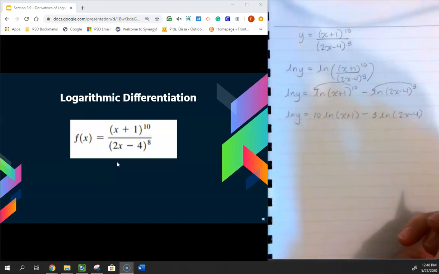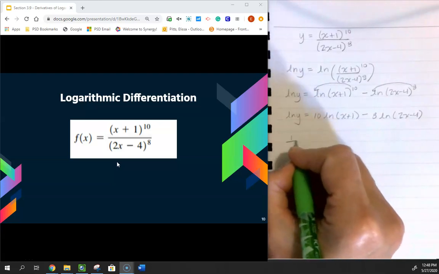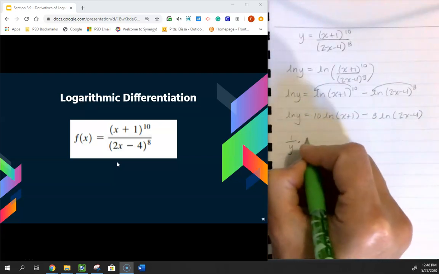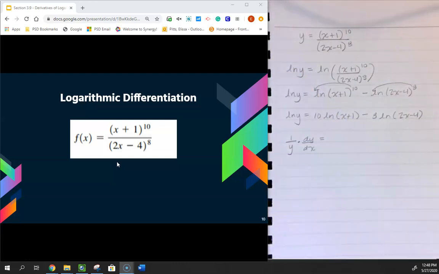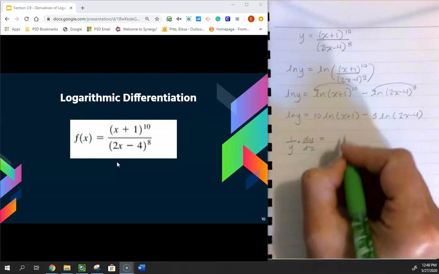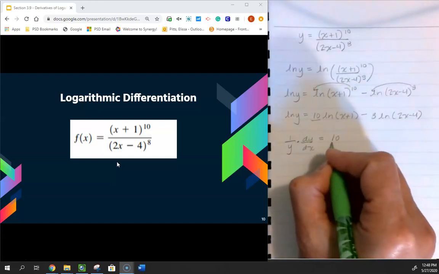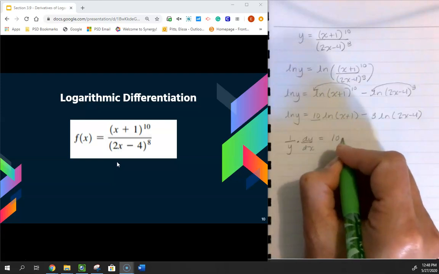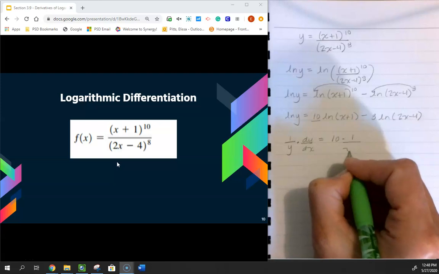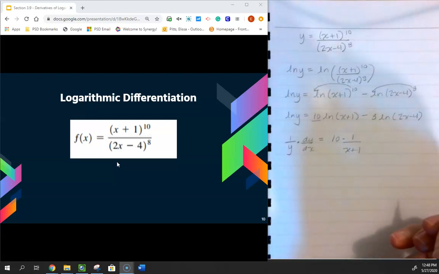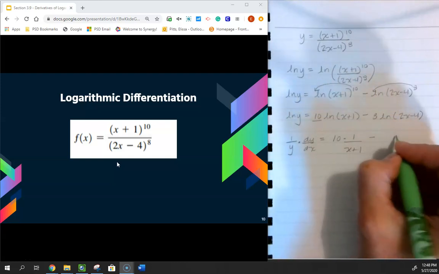Now we're going to do our implicit differentiation. The derivative of the natural log of y is 1 over y, but since we're taking the derivative with respect to x, we're going to multiply by dy dx. The derivative of this is, we're going to leave the 10 out in front. That's just a constant, so you can leave it out in front. The derivative of natural log of x plus 1 is 1 over x plus 1 times the derivative of x plus 1, which is just 1.